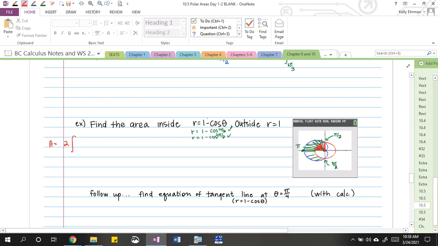let's see, are we at the pole? Oh yeah, sorry, from pi over 2, that was my starting point. From pi over 2 until pi of the 1 minus cosine theta curve squared. Don't forget a 1/2, I almost forgot it. 1/2 r squared d theta. 2 of those. And then subtract from that 2 of the, from pi over 2 to pi, 1/2. It's just 1, right? 1 squared d theta.